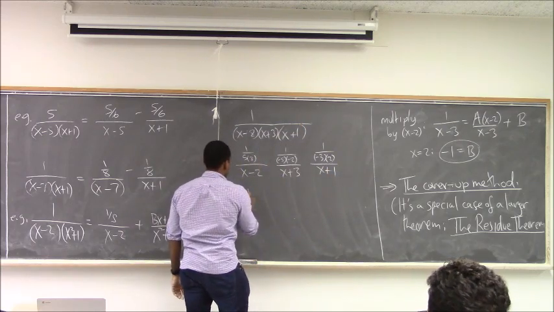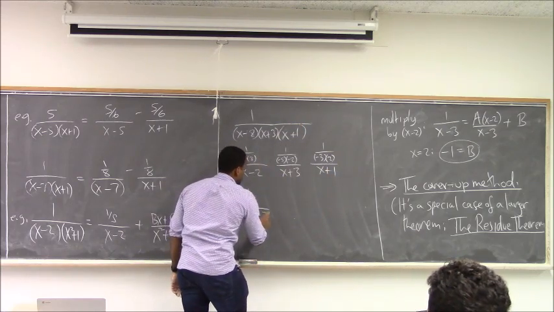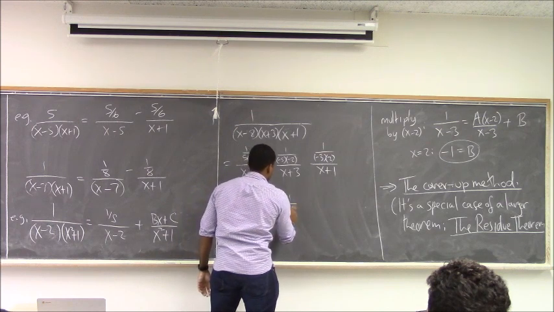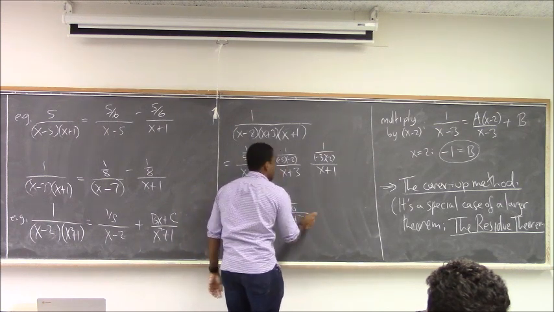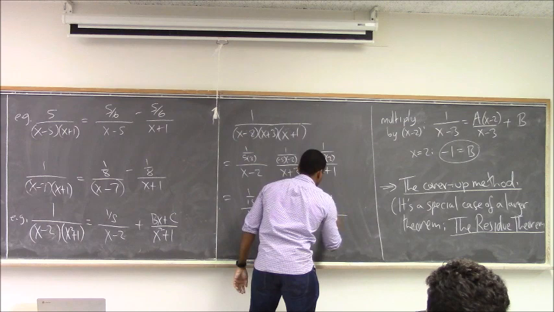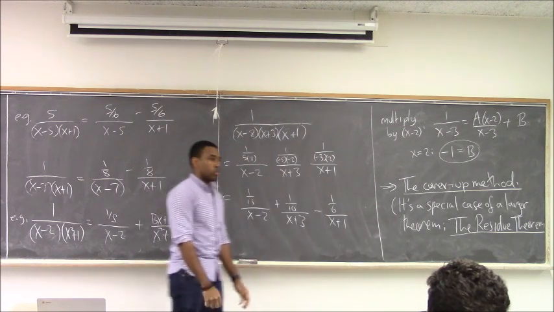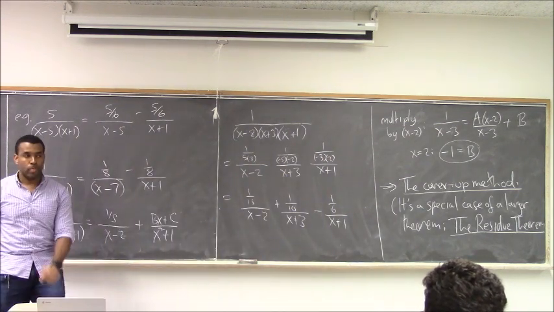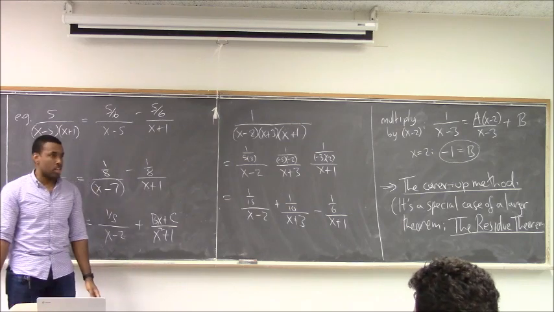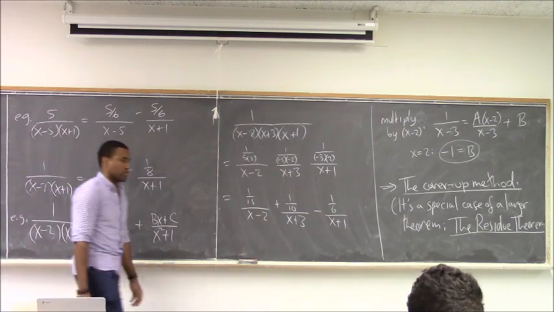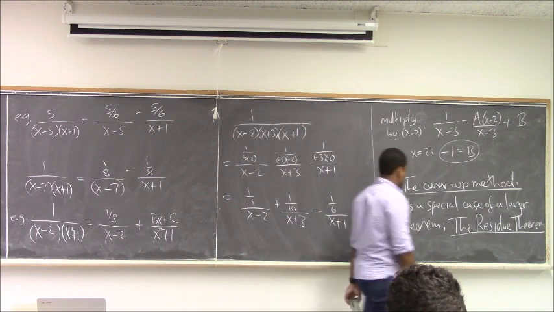So the coefficients are going to be 1/15 over x minus 2 plus 1/10 over x plus 3 minus 1/6 over x plus 1. Those will be the partial fractions. You can do it as often as you'd like, as long as you have non-repeating linear factors. So it can save a lot of time.